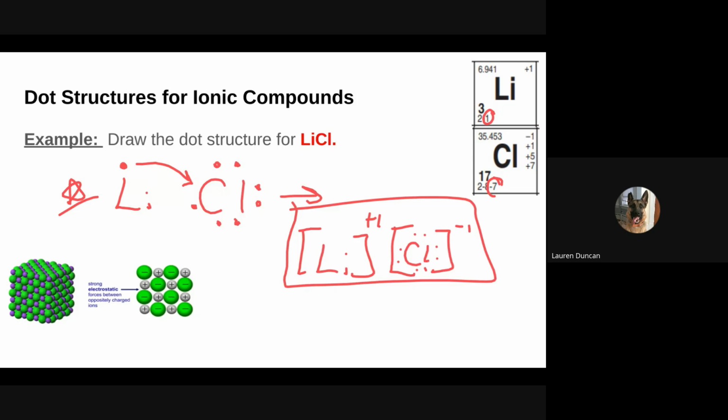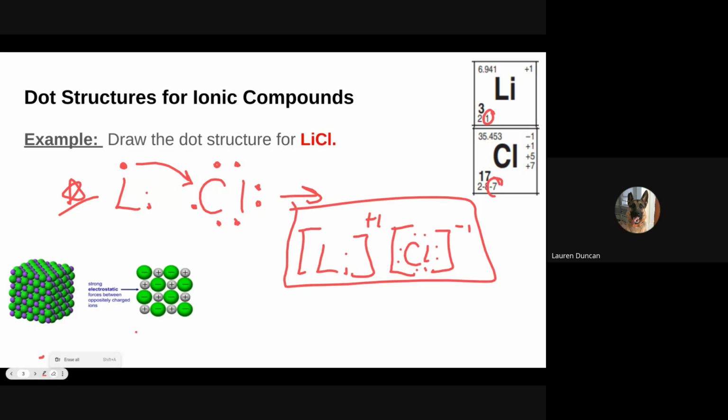A lithium ion with a +1 charge, no dots because it gave away its valence electron, and a chlorine ion next to it, attracting to it, with a -1 charge due to the gain of an additional valence electron. It had 7 valence electrons at the start, gained 1 more, now it has 8, thus 8 dots. So it's basically like the ion dot diagrams that we learned in our first unit being put together to form a compound.